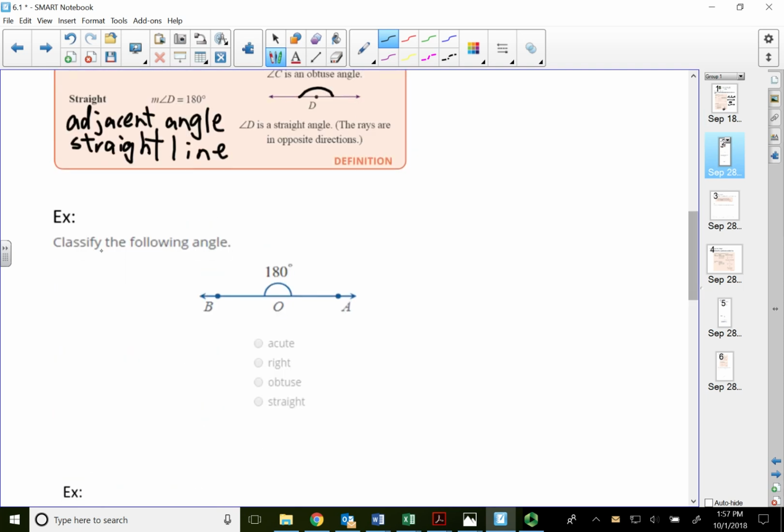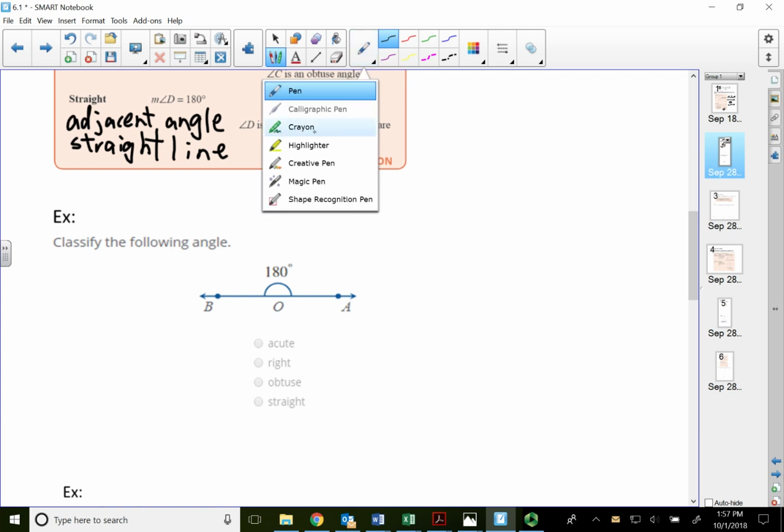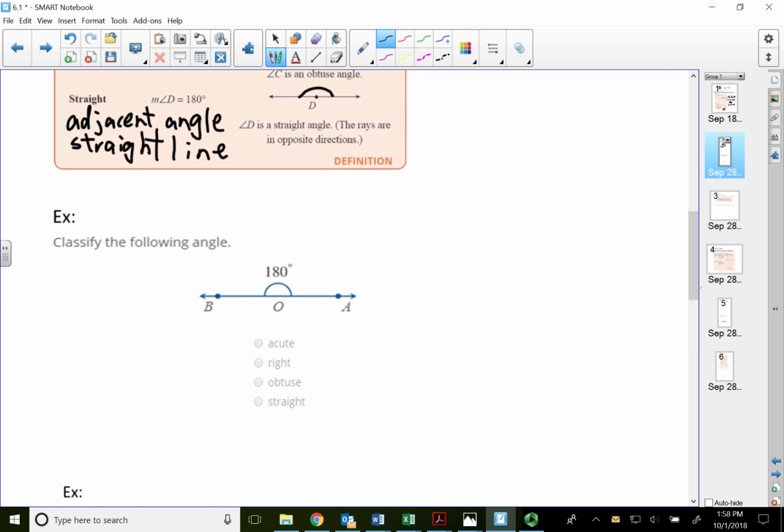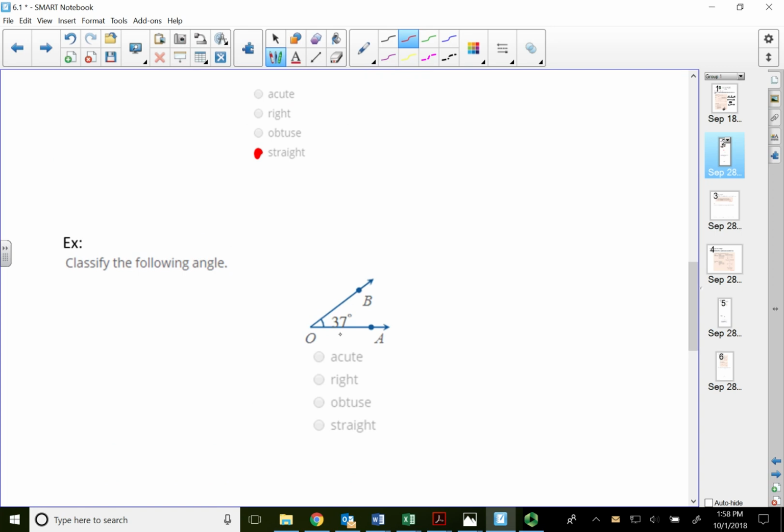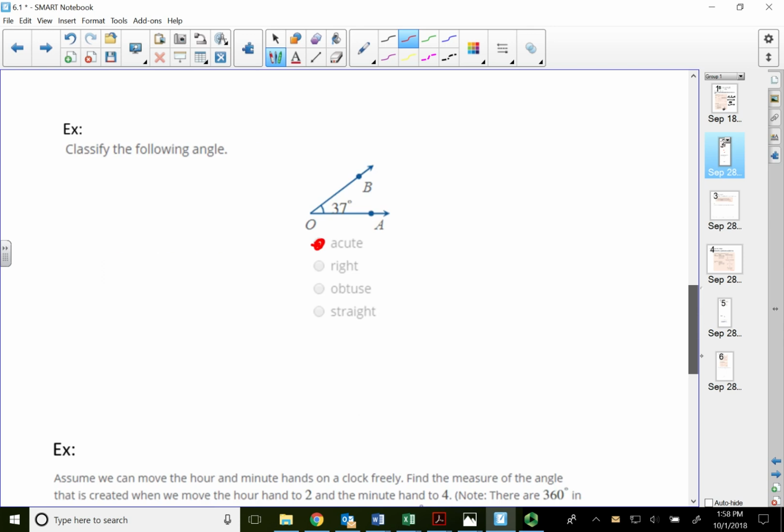So classify the following angle. When you see 180 degrees, it has to be a straight angle. That's what we click on the homework. 37 degrees is less than 90, so that will be an acute angle.